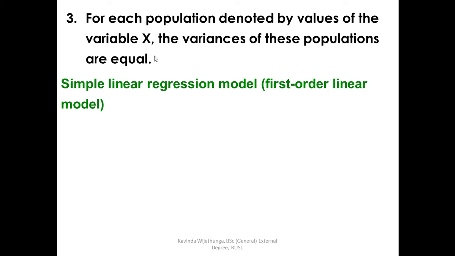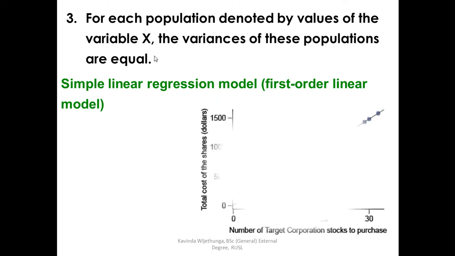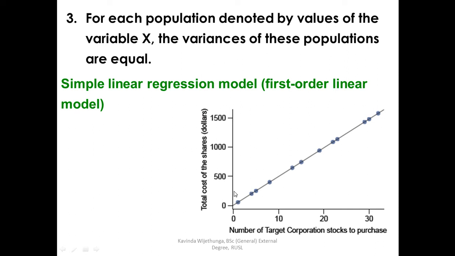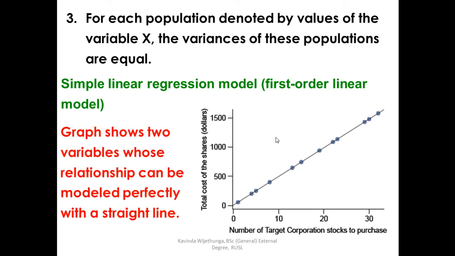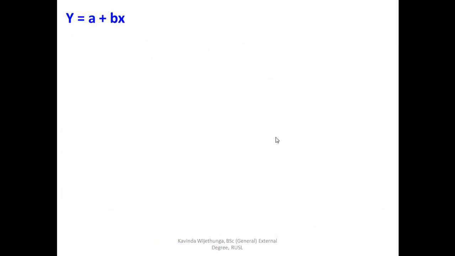Simple linear regression model, or the first order linear model. So you can see this. This is the linear correlation, right? Then here you can add the simple linear regression. The graph shows two variables whose relationship can be modeled perfectly with a straight line. The equation for a line is y equals a plus bx. So you know that is simply y equals mx plus c. So we can write it as y equals a plus bx.